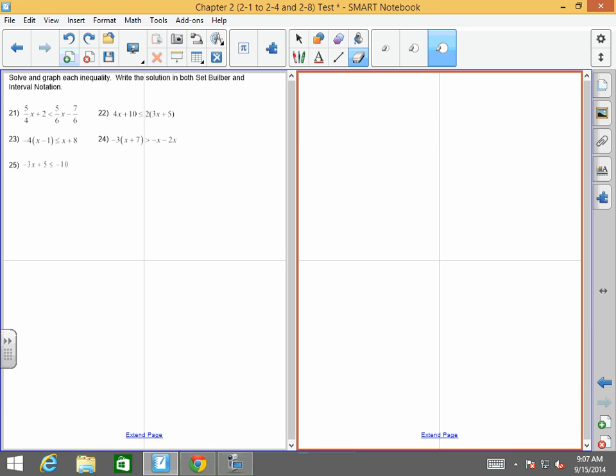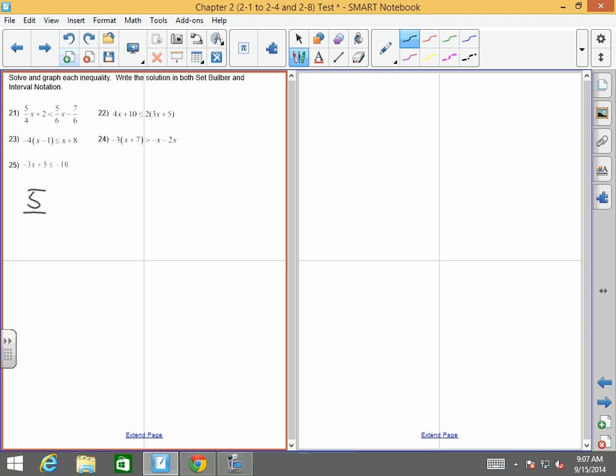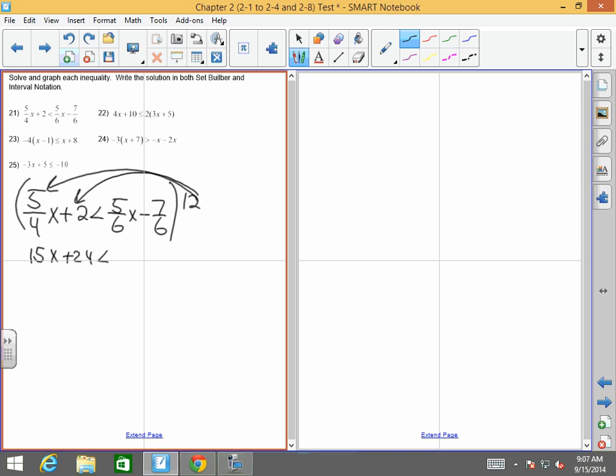Okay. So, 21. I've got 5/4 x plus 2 is less than 5/6 x minus 7/6. Again, I want you to remember, get rid of the fractions simply by multiplying by the LCD. So you multiply 12 to everything. 5 times 12 is 60, divided by 4 is 15x. 12 times 2 is 24. Less than. 12 times 5 is 60, divided by 6 is 10x. 12 times 7 is 84, negative 7 is negative 84. Divided by 6 would be 14.